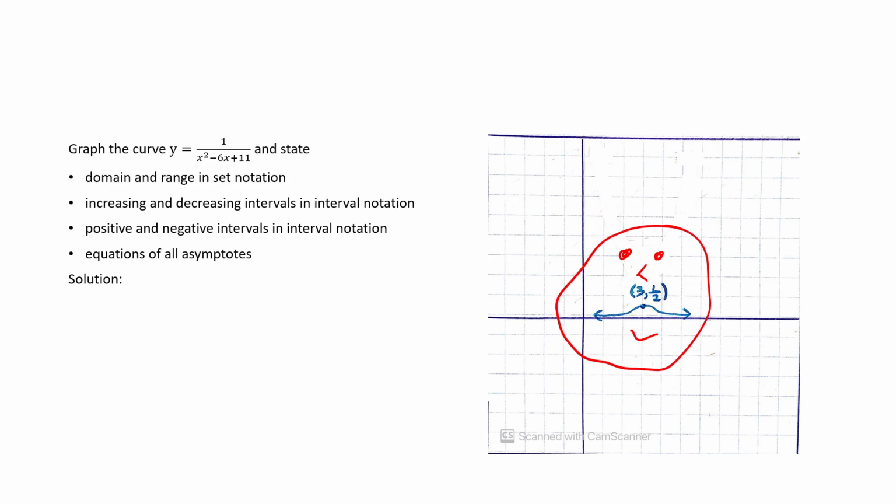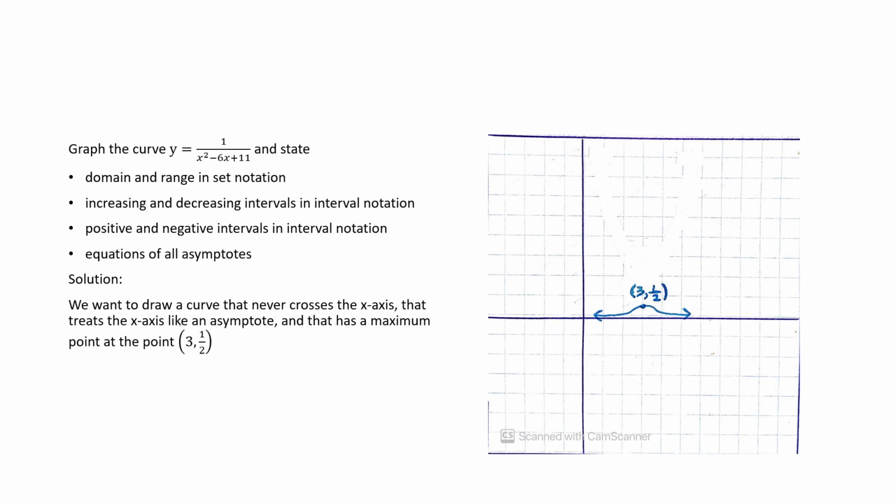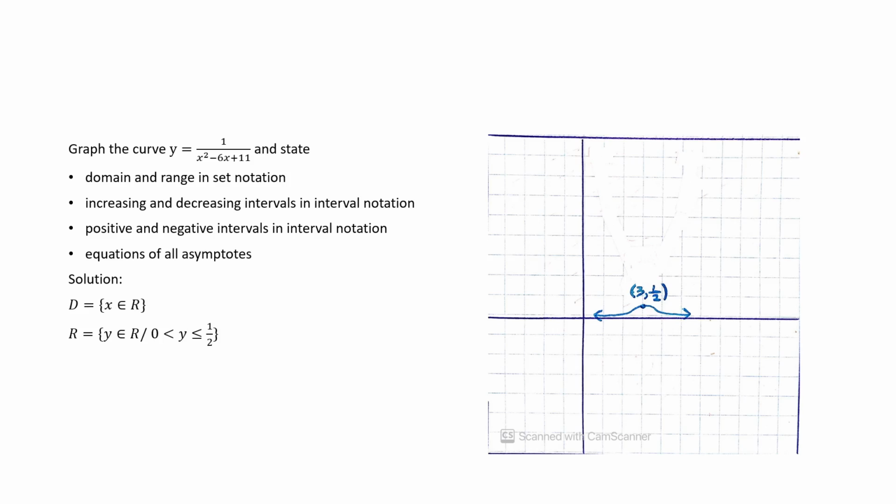But anyway, getting on with this solution, we want to state what's the domain. Well, there are no undefined values of x, so the domain is x element of the reals. The range will be any y value between 0 and 1/2. We include 1/2 because there actually is a point with a y coordinate of 1/2, but we do not include 0. So this is a less than, even though that's a less than or equal to.